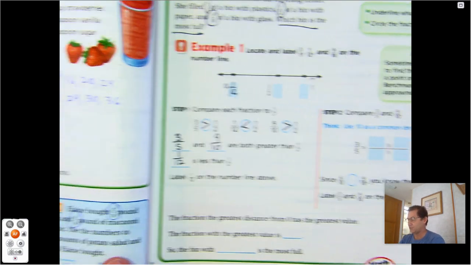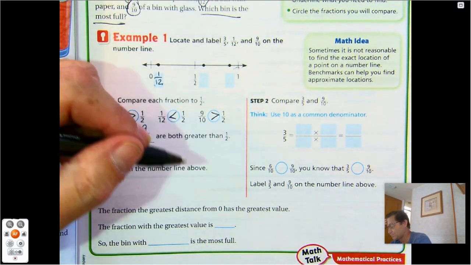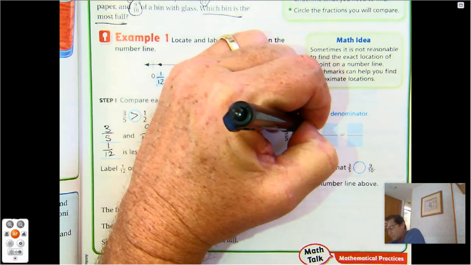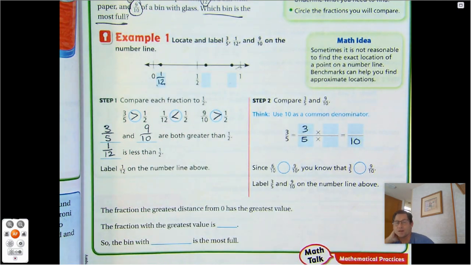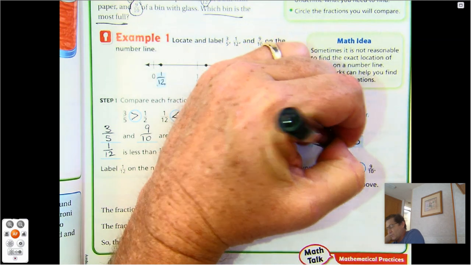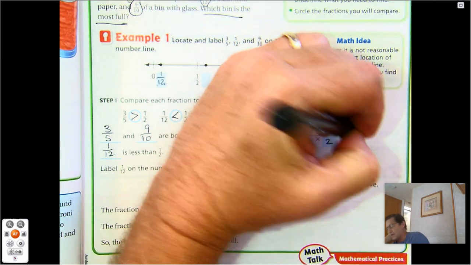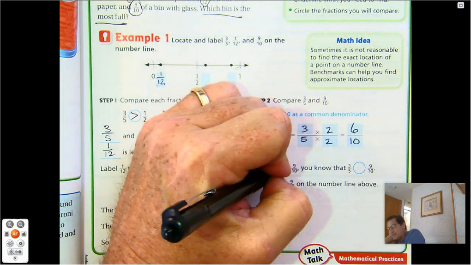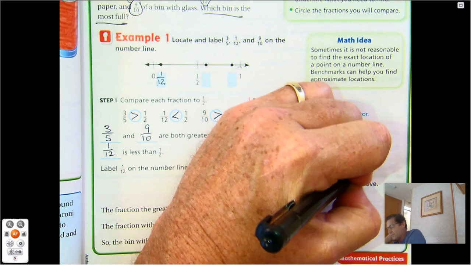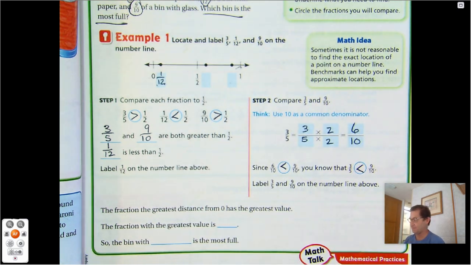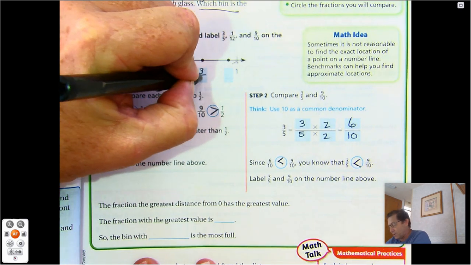So step two. Okay, so now we compare 3/5 and 9/10. So let's find a common denominator. 3/5 times 2 over 2. So we have 6/10. 6/10 is less than 9/10. So we know that 3/5 is less than 9/10. So now we can label our last two fractions.